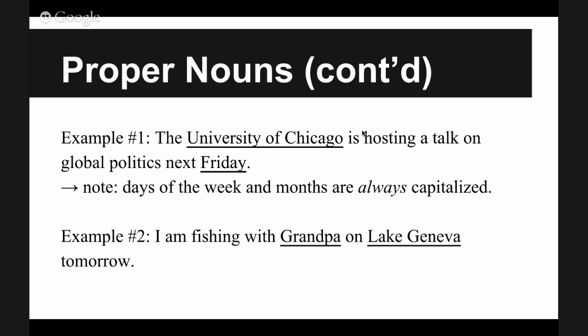Second example: I am fishing with Grandpa on Lake Geneva tomorrow. Okay, so Grandpa is underlined. It is a name. It is the name that I use for my grandfather. So Grandpa is a specific person in this context. Lake Geneva is a specific place. So Grandpa and Lake Geneva are capitalized.